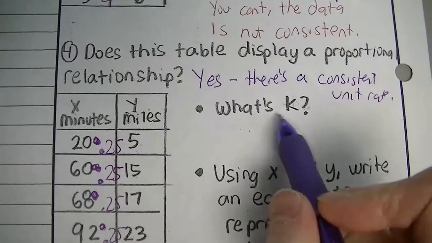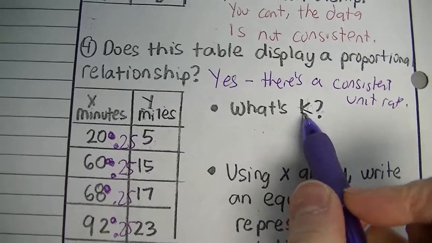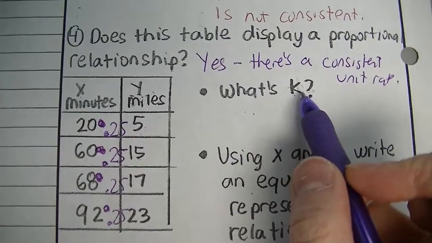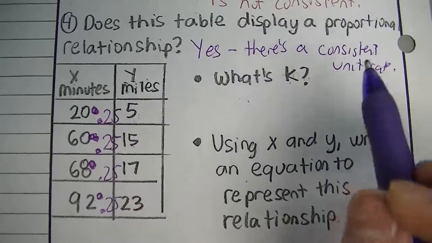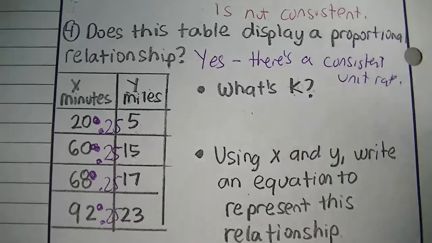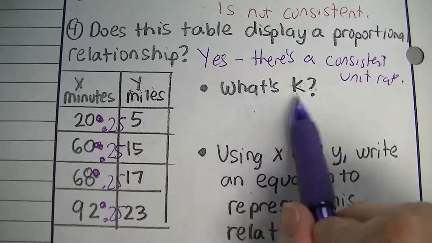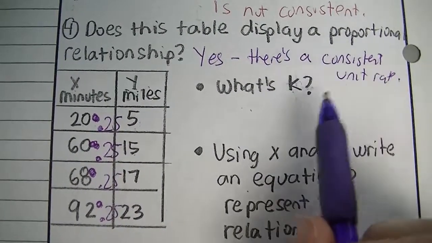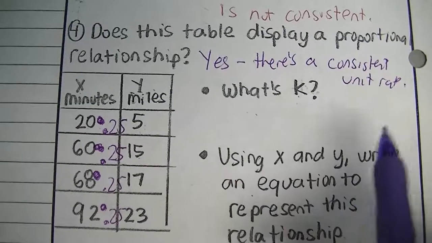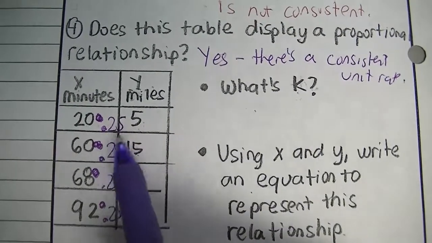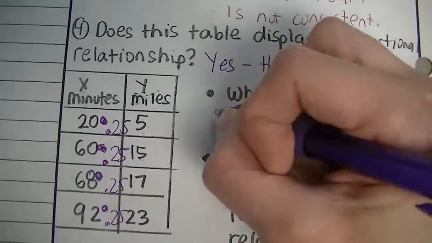Okay? And this is what's K. So if you're like, what the heck does K mean? I've told you that sometimes they have different ways to represent unit rate. And one of those ways is constant of proportionality. One of those ways is constant ratio. And K is another one. In math, for whatever reason, they like to use the letter K to represent unit rate. So it's basically saying, what's the unit rate? Well, it's y divided by x.